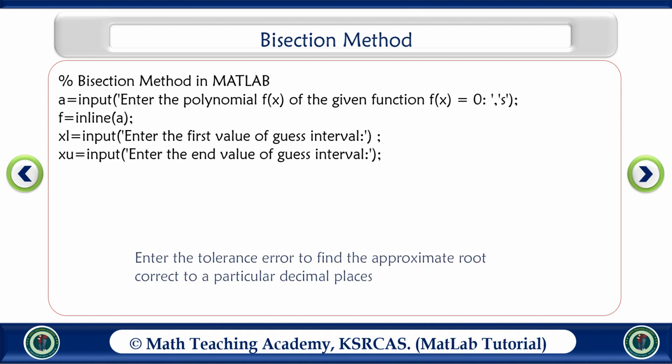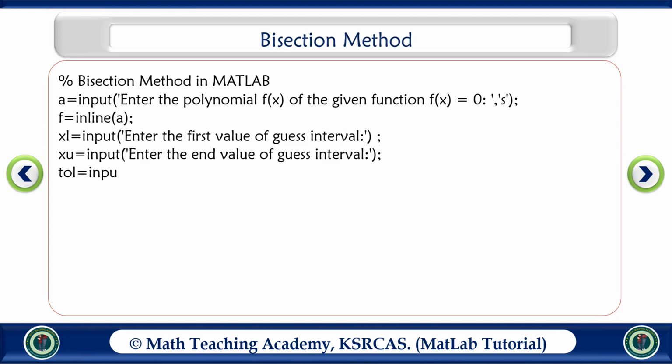Now enter the tolerance error to find the approximate root correct to a particular decimal places. Suppose if you want to find the root at 4 decimal places, then what you have to do is fix the tolerance error with respect to 4 decimal places. This is achieved by the command tol is equal to input, enter the allowed error.